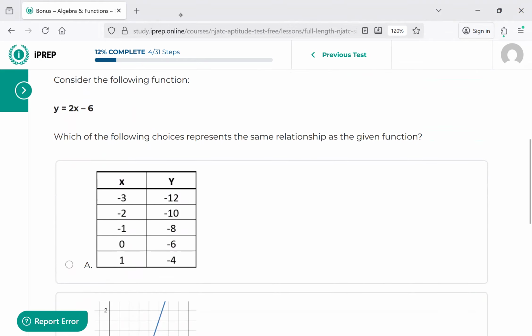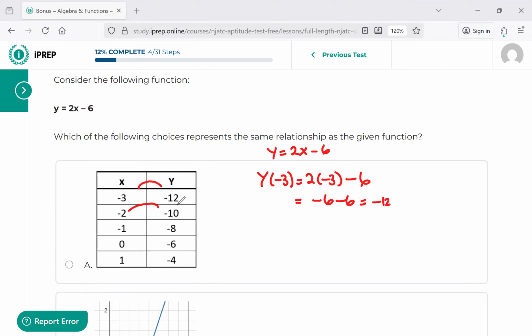So let's see if this really does make sense. We have our equation y equals 2x minus 6. Let's plug in the x value of -3. If it spits out -12, it works. Then try -2. If it spits out -10, it works. So let's first try -3. So it's 2 times -3 minus 6. 2 times -3 is -6 minus 6, which is -12. That looks good. Let's try -2.